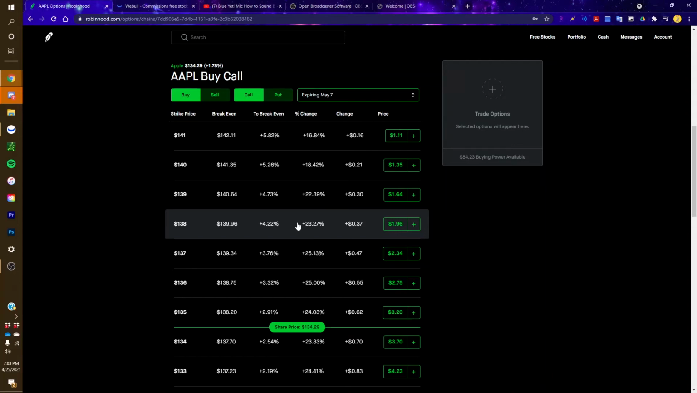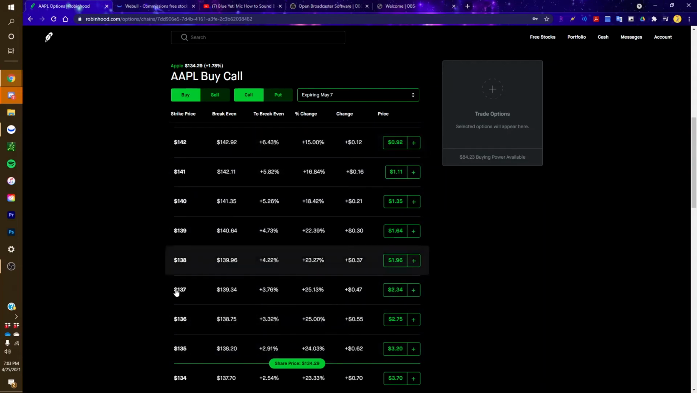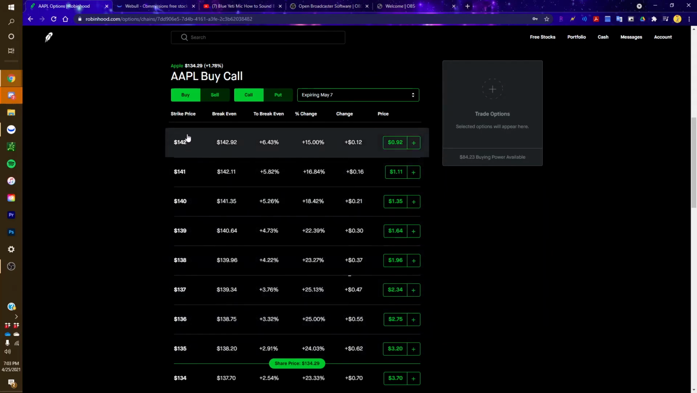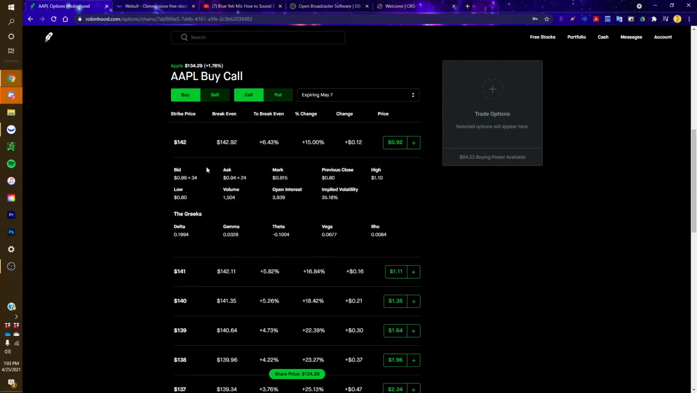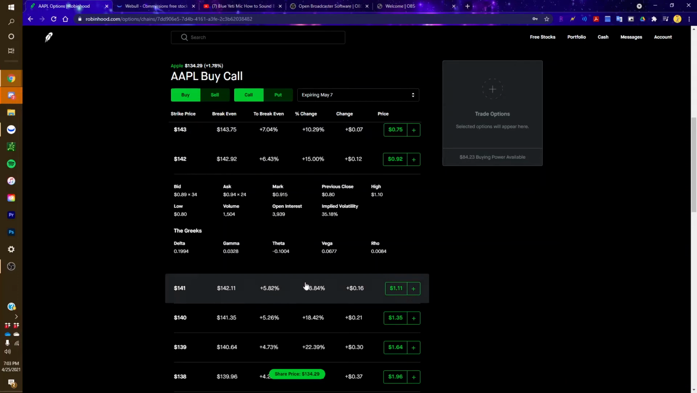But the next most important thing for options is the strike price. So the strike price, like I was saying, any of these right here are your strike prices. So when you're going to look to buy an option contract, you're going to want to look at these prices because technically when you're buying this, you're saying, okay, if I want to buy this 142 contract, I think Apple is going to reach the price of 142 by May 7th. So that's saying I think Apple's going to rise $8 in 2 weeks, and this contract will get in the money or close to the money.